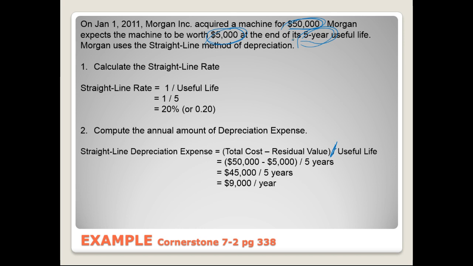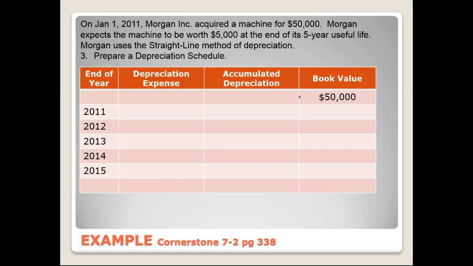Now, could we have gotten this answer by using the straight line rate? Yes, we could have. We could have taken the $50,000 minus the $5,000 of residual value, and that would be $45,000 times 20% a year. 20% of $45,000 is $9,000 a year. Now, for purposes of understanding how the different methods work, let's prepare a depreciation schedule. We know now that Morgan's depreciation expense for this machine is $9,000 every year.